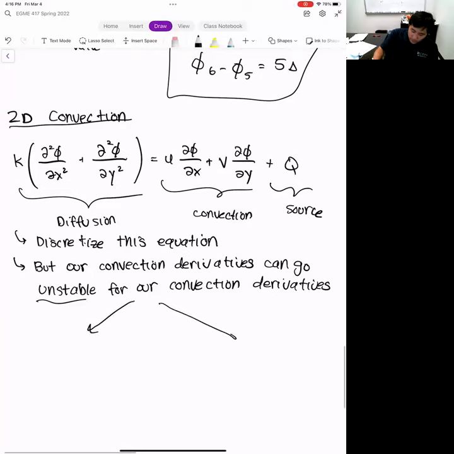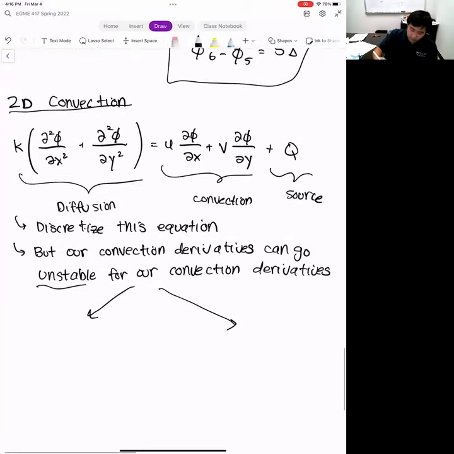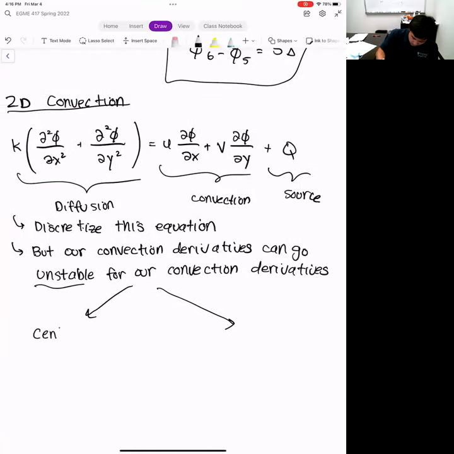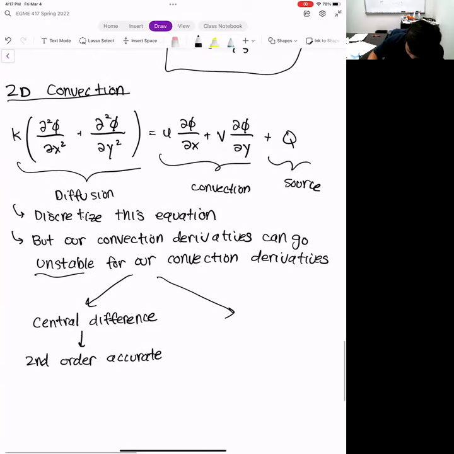And so remember, whenever we have convection, we have two paths that we can take. The first path is, of course, we can just use central difference. Central difference here will lead to a scheme that's second order accurate. But the thing with central difference is that you might have an unstable solution if your Peclet number is greater than 2.